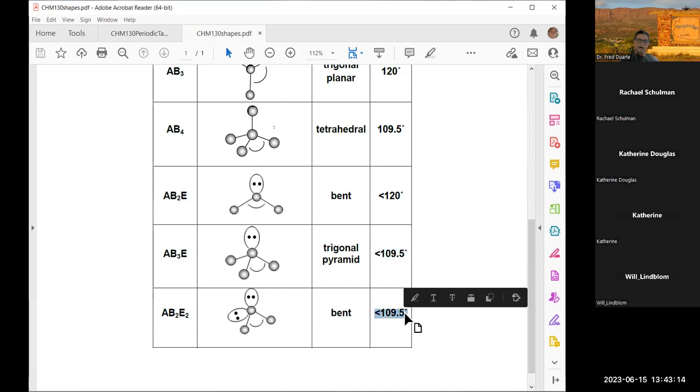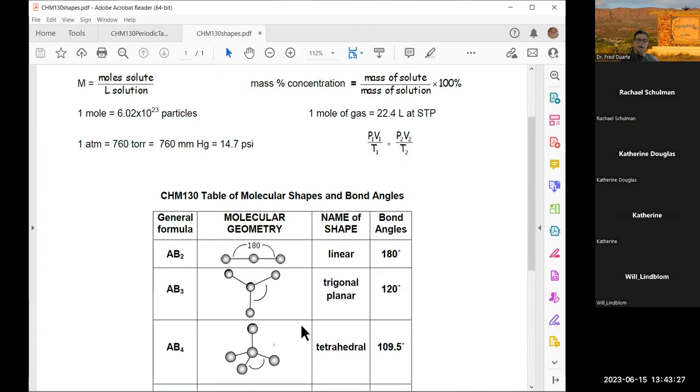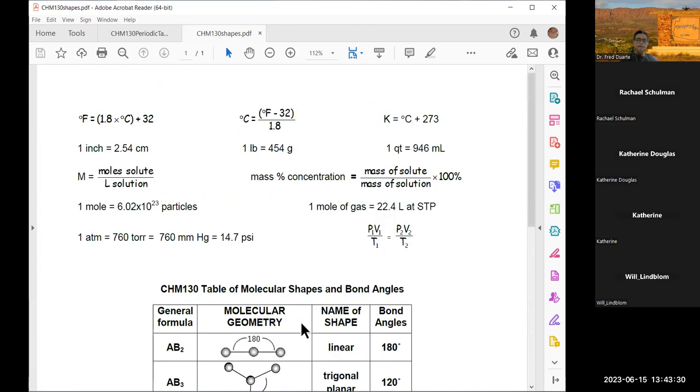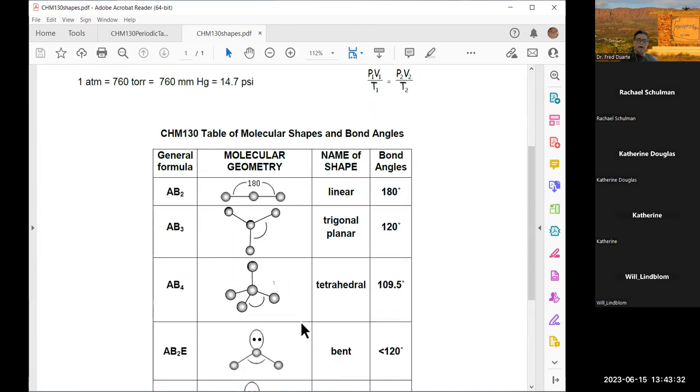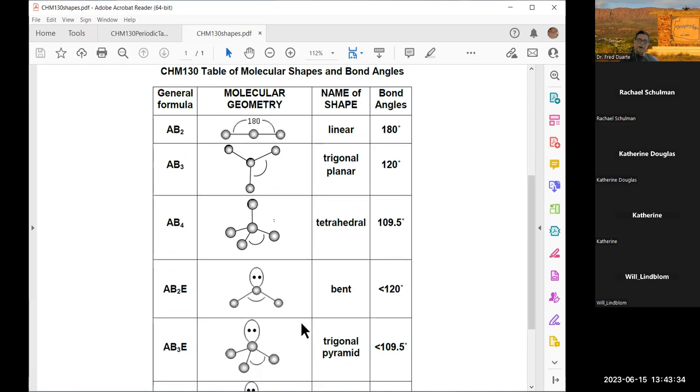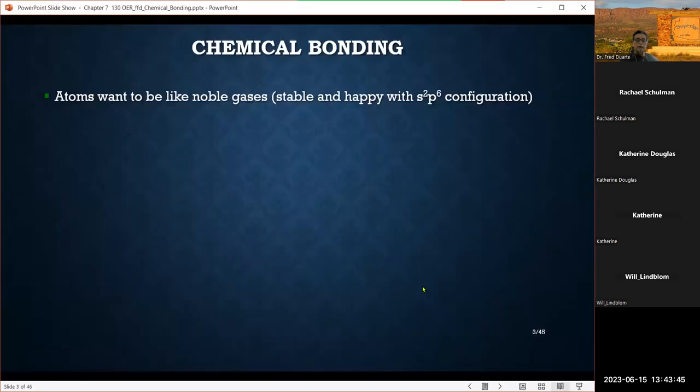This one changes quite a bit because that lone pair takes up a lot of space, squishing that bond angle of the AB2. So we're going to learn how to do this to give us a geometry, then the name of that shape, and then to tell us something about the bond angles. So do print that out along with the periodic table because we'll be using it quite a bit.